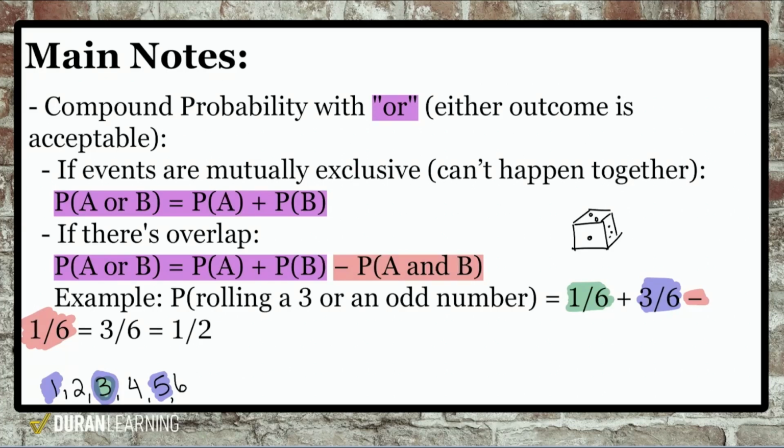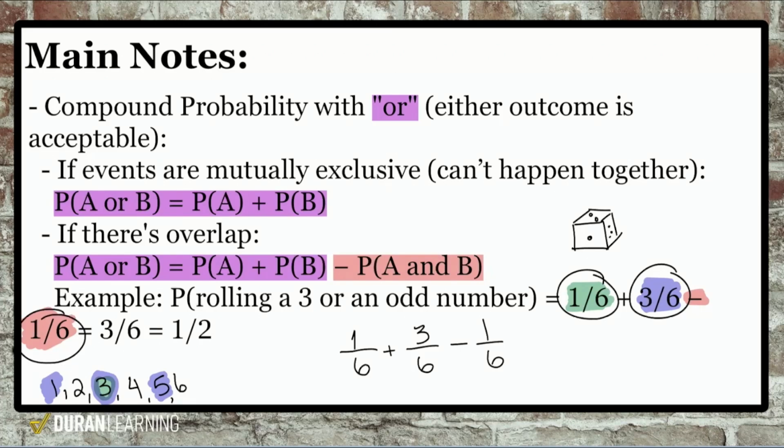That's where that comes in. So when we do the math here, we have the 1/6 plus the 3/6 for the odd numbers, but we'll take away 1/6 right over here. We'll take that away because this is the overlap. That's what we must get rid of. We subtract overlaps when it comes to the word or. And again, that's only if an overlap exists. And you really have to pay attention to each situation to understand that.